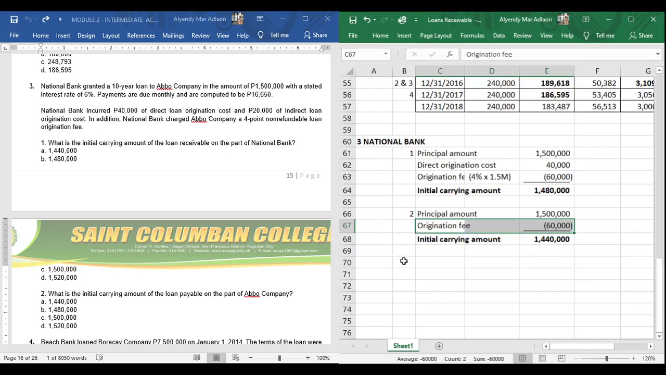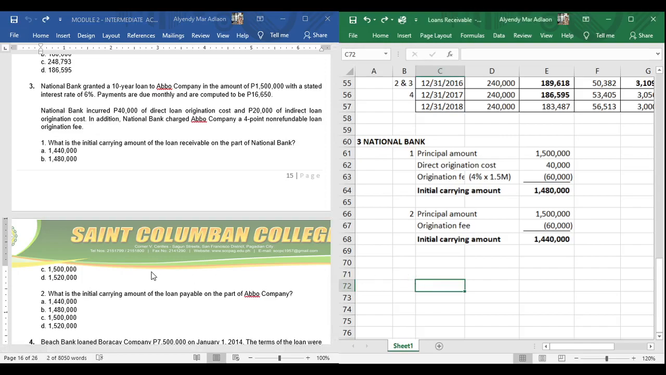Okay, by the way, sa inyong next sem, wala na yung loan payable. But the treatment, the same ra siya, whether loan receivable or loan payable. That's why, as you can see, nakadeduct yapon ang origination. Okay, so that is for number 2, that is letter A.